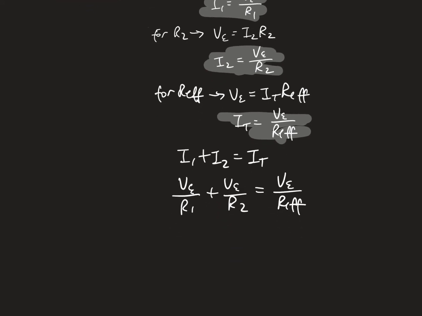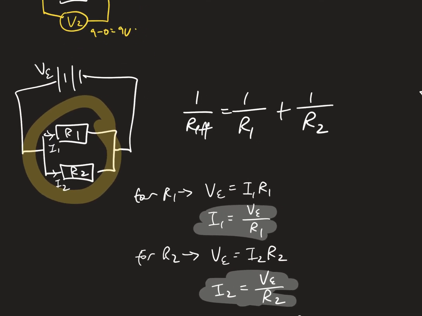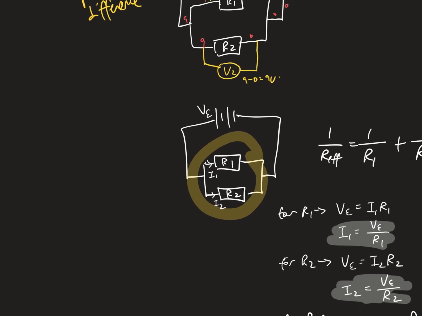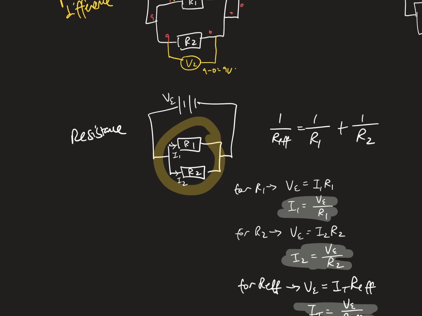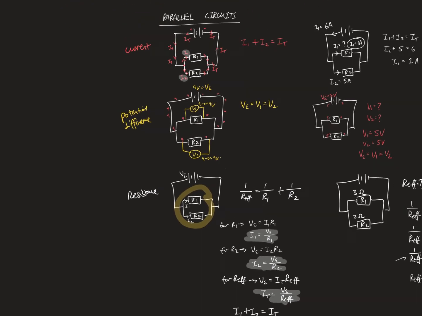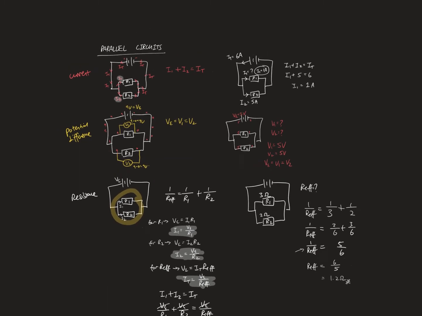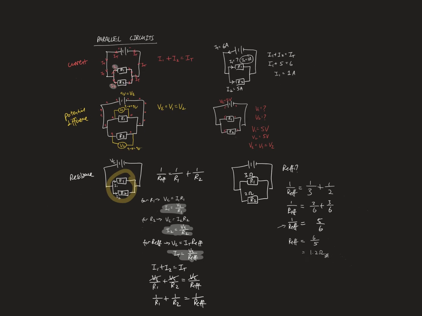Therefore, you can see all the VEs, we can divide both sides by VE, and that gives us 1 over R1 plus 1 over R2 equals 1 over R effective. And there you go. That is how you get this formula for resistance. And there you have it. This is the full picture for parallel circuits.